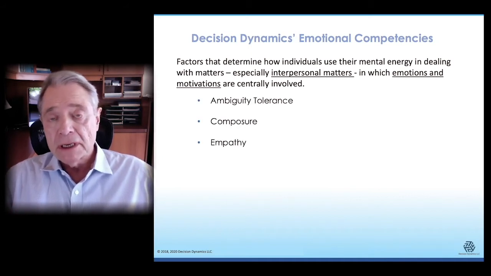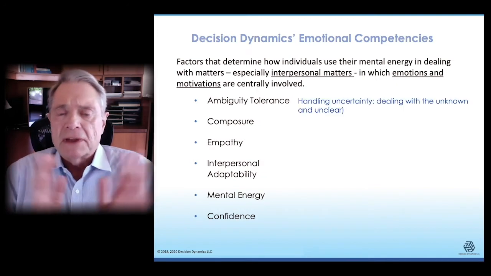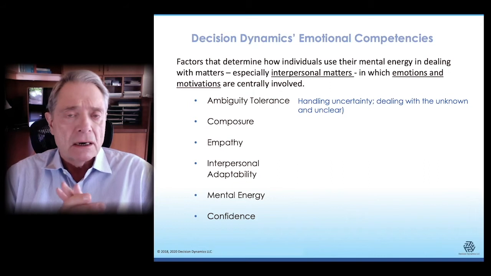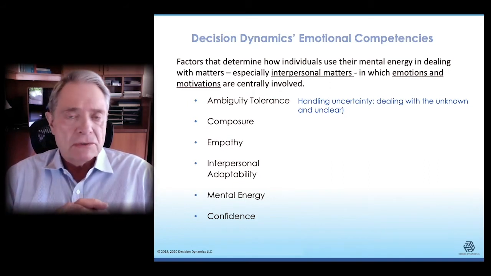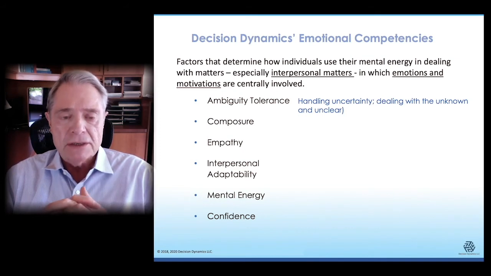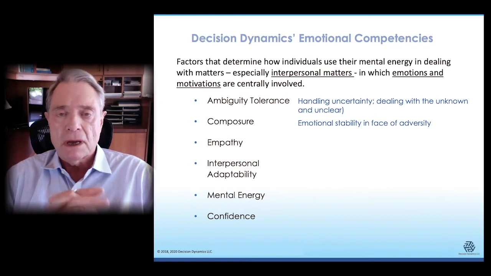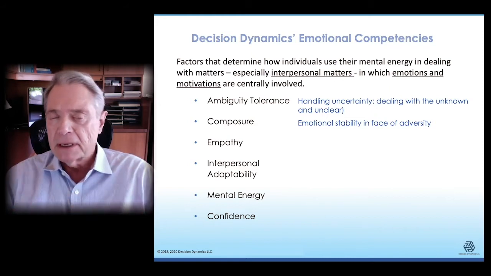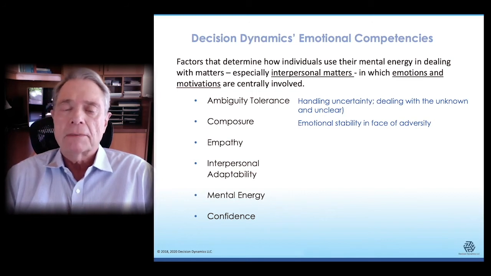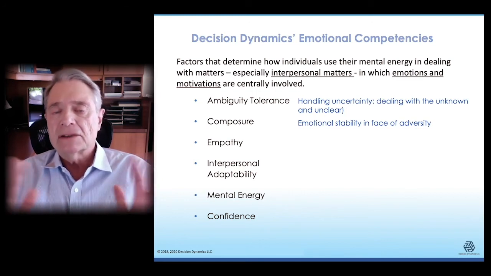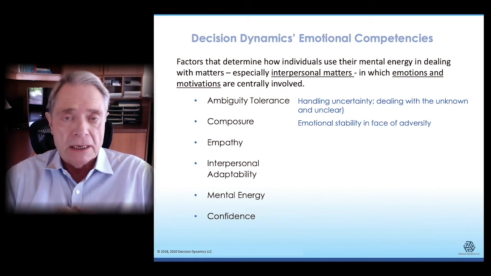First of all, ambiguity tolerance, simply the amount of uncertainty, ambiguity, anything that is unclear, difficult to predict. The degree to which people are comfortable dealing with those kinds of circumstances. Composure is the second emotional competency we look at, and that's simply the degree to which a person is likely to stay cool, calm, collected in circumstances that perhaps could be stressful or anxiety producing.